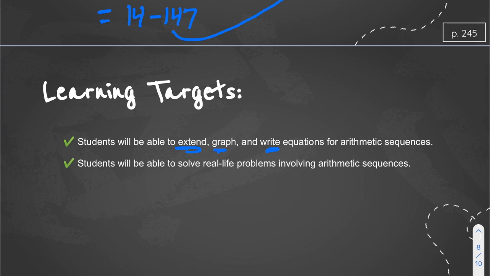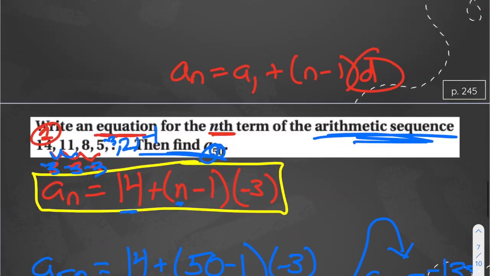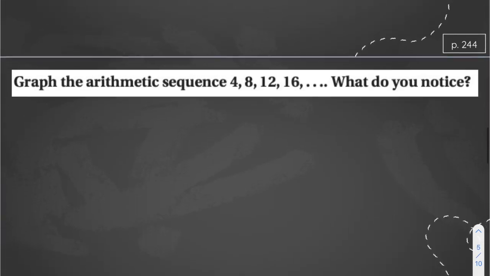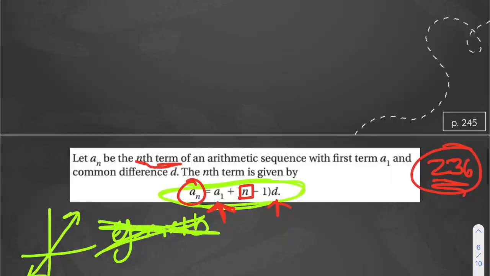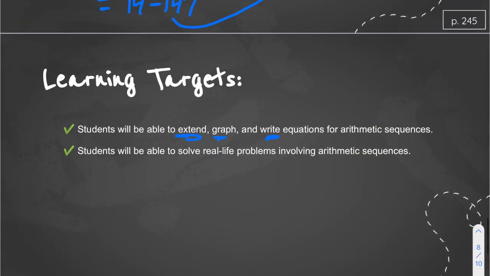So if we look at our learning targets again, students will be able to extend, graph, and write equations for an arithmetic sequence. Now we extend the sequence by, where did it go? I did clear my ink. We extend the sequence by saying, okay, write the next 3 terms. And we said that this then went to negative 35, negative 42, and so on past there. That is how we extended the sequence.